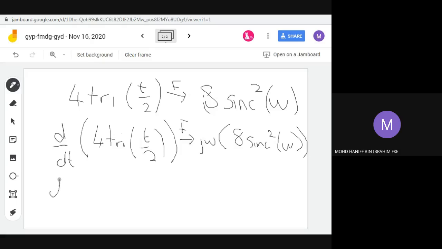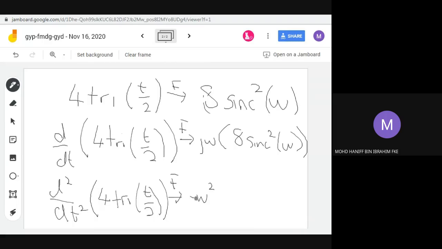And if we have a second order differentiation, let's say d squared over dt squared of 4 triangular t over 2, the Fourier transform that we're going to get for this signal will simply be negative omega squared multiplied with 8 sin squared of omega. Why negative omega squared? Because when we square j omega, we get negative omega squared. Okay, so that should be the solution based on this method.